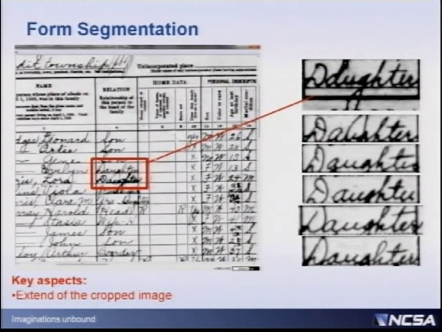The key question there is what should be the extent of the cropped image in order to do the handwritten character recognition. So there are some interesting research issues. How would you even go about segmenting that form so you generate a bunch of these images that can be passed to your character recognition system? And you can see that the word daughter varies much more than the word son.